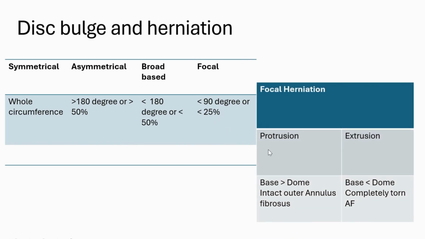Focal is again divided into protrusion and extrusion. If the herniated disc has a base larger than the dome, then it is called protrusion, and if the base is smaller than the dome, then it is called extrusion. In protrusion, an intact outer annulus fiber is seen, and in extrusion it may be completely torn.